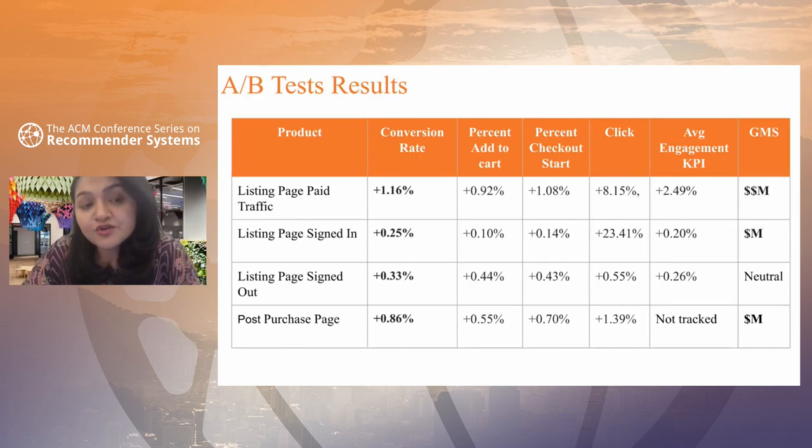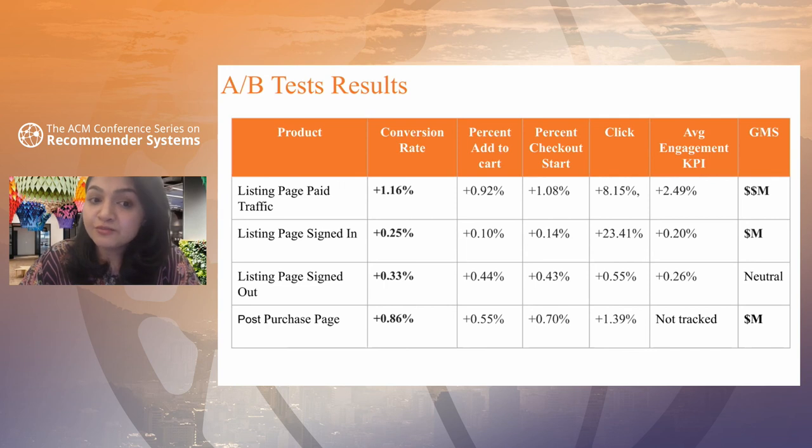Using this new approach, we also launched several A/B tests because this approach was developed as a real application which arose from a product need. We launched this item-to-item similarity across multiple pages in the platform, including the product page where traffic came from paid traffic or signed-in and signed-out users, as well as additional pages such as the cart page and post-purchase page.